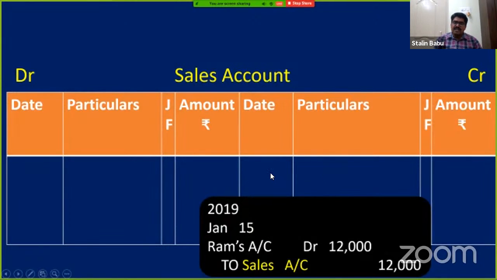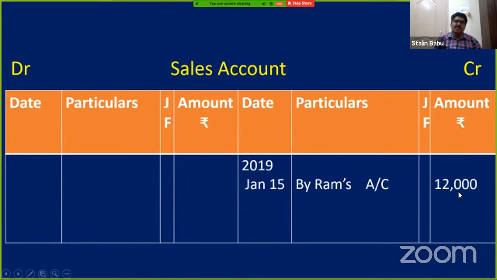In the date column, we write the date of the transaction, that is 2019 January 15. We are posting on the credit side, so we have to take the debit account name. What is the debit account name here? Ram's account. We use the word "By Ram's account" in the particulars column and the amount 12,000 in the amount column. In this way, we record the journal entries into their concerned ledger account. This is the way of posting journal entries to the ledger account.